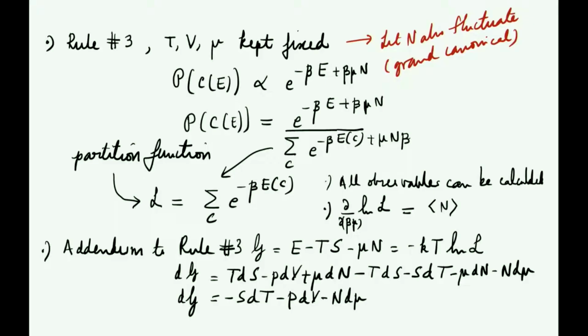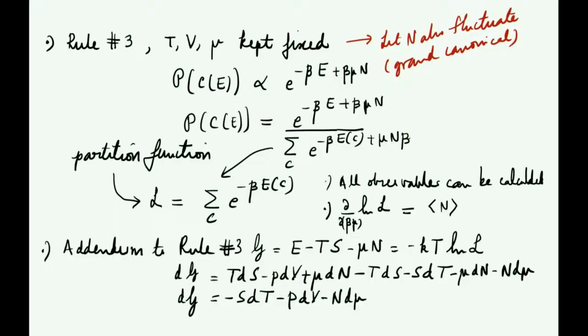Then once I give you a grand canonical partition function, I have a rule addendum, which is some other free energy, E minus TS minus mu n. Previously it was E minus TS; this we can call the grand potential, that is minus kT log of the grand partition function. And once I know that, I know how to compute dG, because dG is dE, which is TdS minus PdV plus mu dN, minus TdS minus SdT minus mu dN minus N d mu, and you get this.